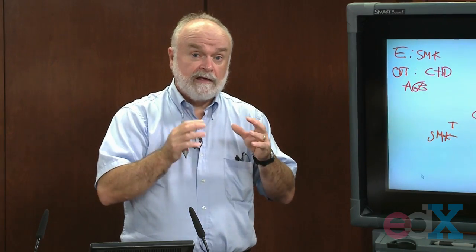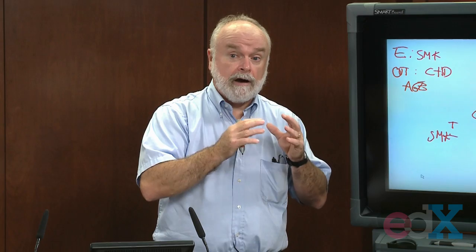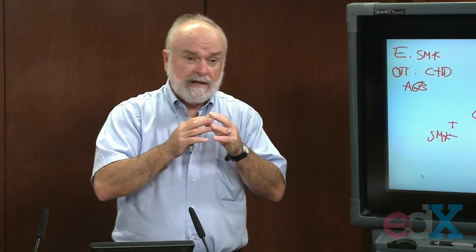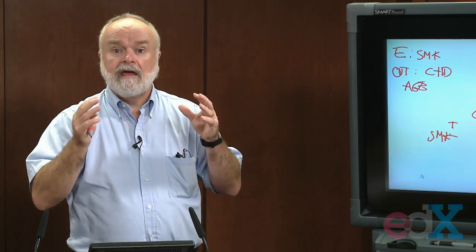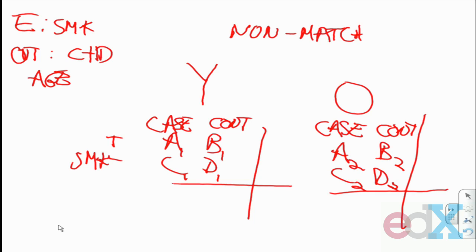So if age really is a risk factor for developing coronary heart disease, then I expect to see a lot of old people among my cases of heart disease. So in my old table, among my cases, I'm going to have lots of people there. But among my young table, among my young cases, I'm going to see few cases there.